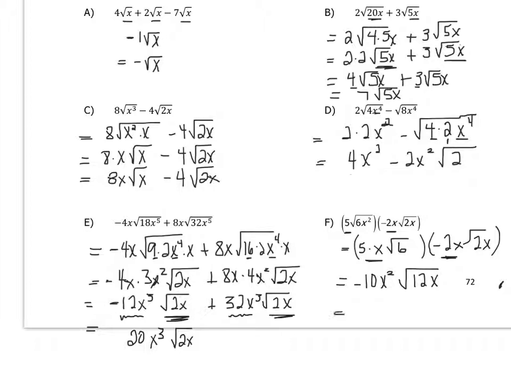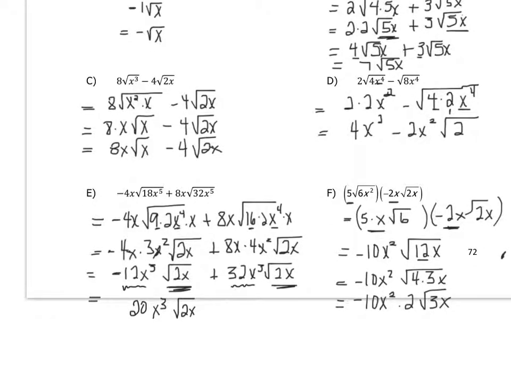So there's a little bit more simplifying you can do, because 12 now under the radical sign can break down as 4 times 3, and you still have your x there. And then negative 10x squared, the square root of 4 comes out as a 2, and you're left with 3x. And then you have negative 20x squared, root 3x, when you multiply the terms out front. And the 3x cannot break down any further, so you're finished.